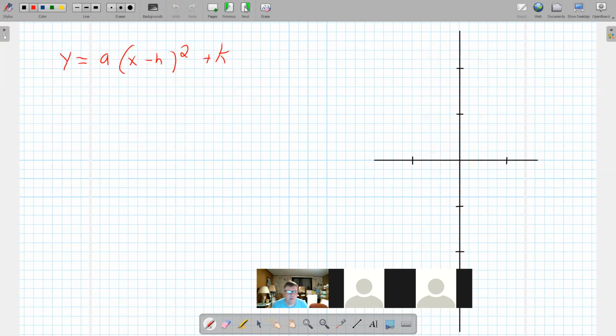Okay, let's see. So here is the formula. It's the general form of the equations we've been looking at. Now, for instance, if I had y equals 3 times x minus 2 squared plus 5, okay? The vertex is going to be at 2, 5. Now, how did I get that? Okay, well, let's go back.